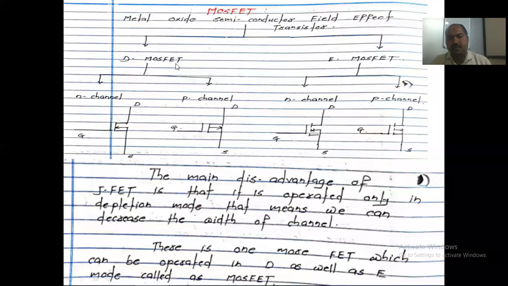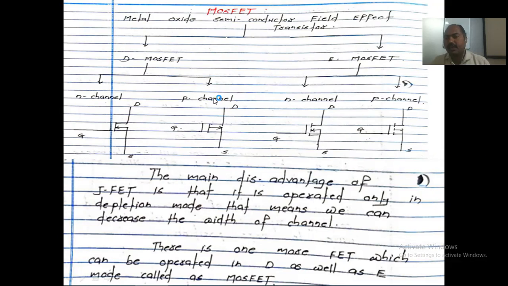Now see, D MOSFET is the same as your normal field effect transistor, right? D indicates the depletion type MOSFET, which means in this case also the depletion layer increases or decreases. That's why it is called depletion MOSFET, and it is the same as the field effect transistor. The MOSFET works in two conditions, depletion type or enhancement type. Accordingly, D MOSFET has two types, N channel and P channel.